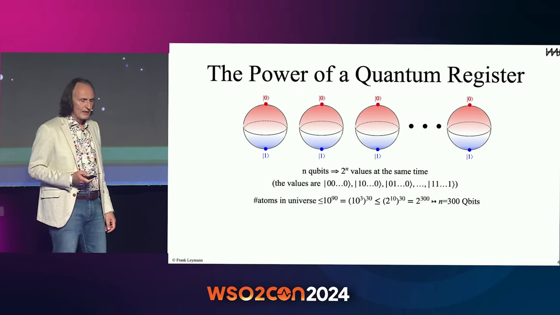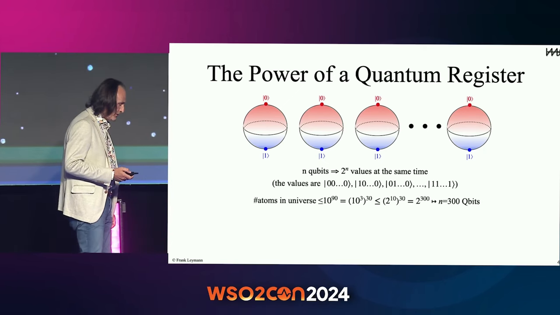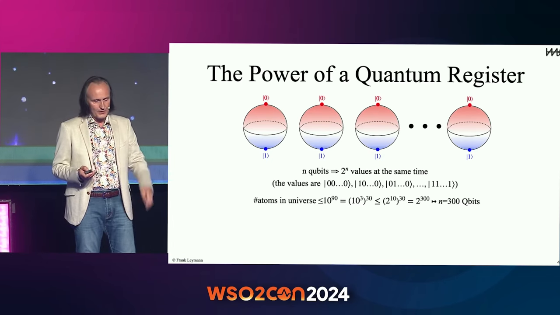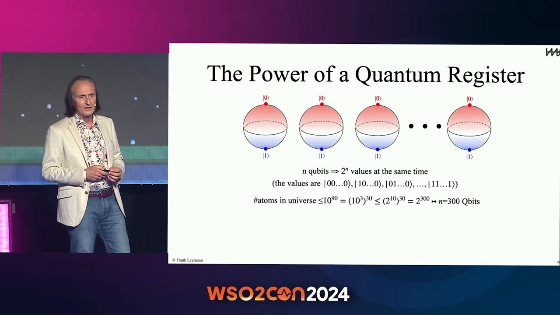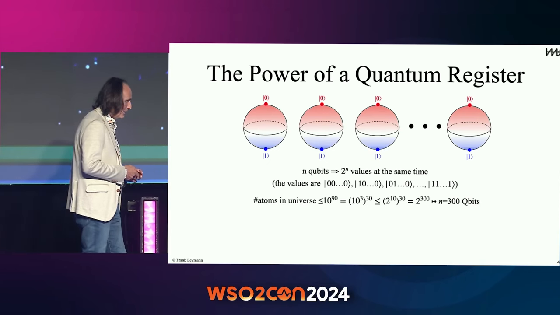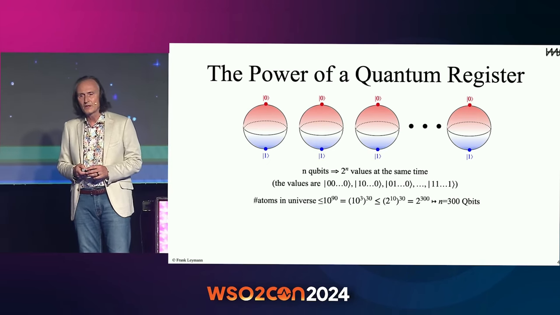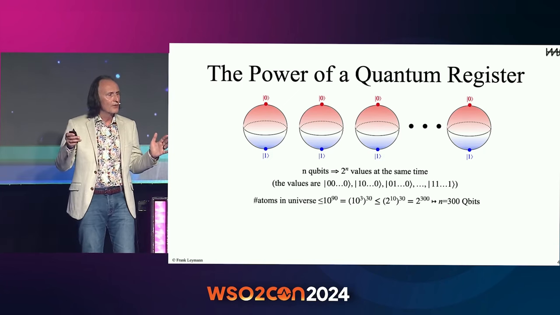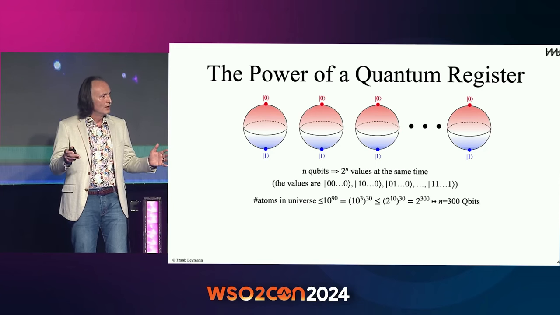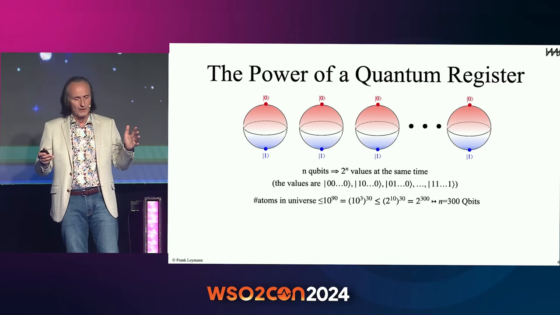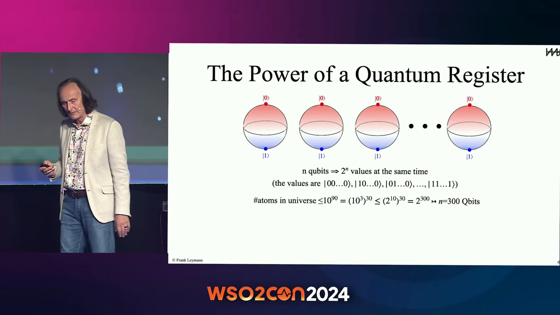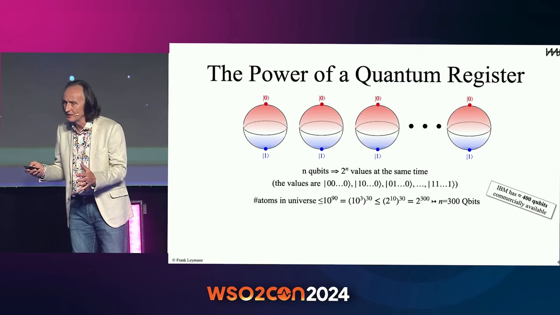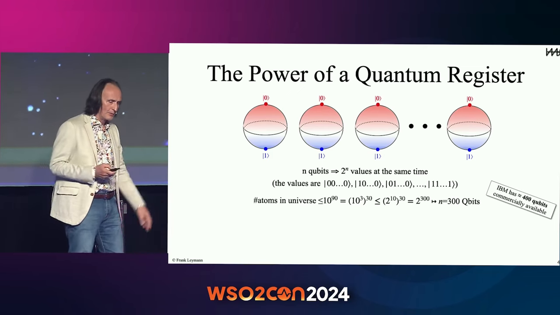Now think about emulating or simulating 300 qubits. Remember that the number of atoms in the universe is 10^90. If you write this as a power of 2, it's 2^300. That means if you want to emulate or simulate 300 qubits, you need to turn each and every atom of the universe into a bit. And 300 qubits is not much. IBM already has 400 qubits commercially available, so you can't simulate what a quantum computer can do.